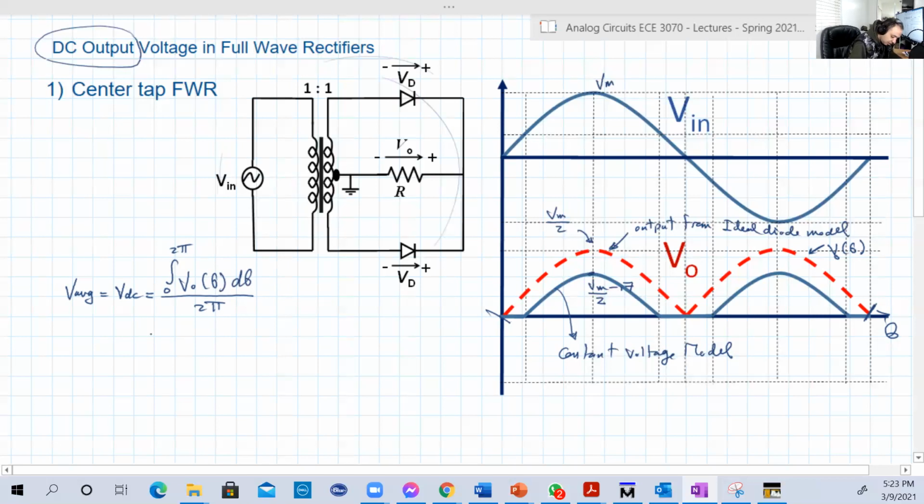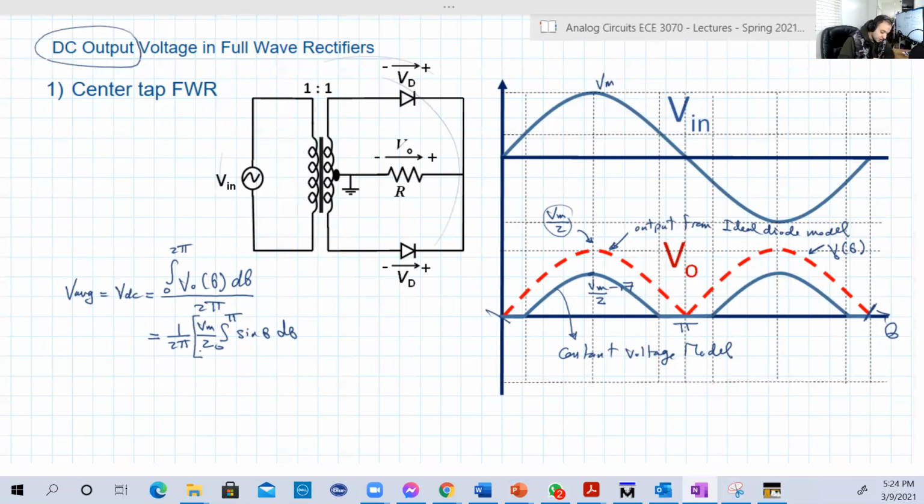So that's basically equal to 1 over 2 pi. Then the output has two functions here. From 0 to pi, it's a sine wave, so from 0 to pi, sine theta d theta. But remember the maximum value is V maximum over 2. And since it's a constant, it can go out of the integration. 1 over 2 pi is a common factor. Actually, V maximum over 2 is also a common factor, but let's keep it for a moment.